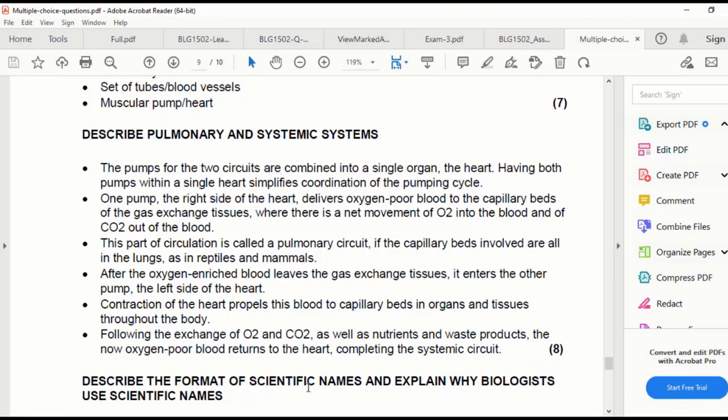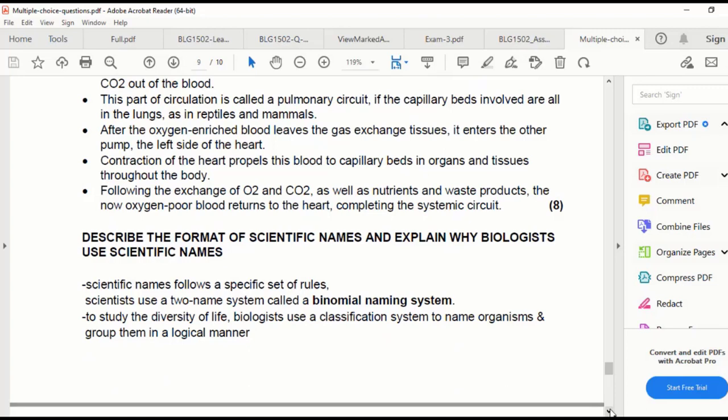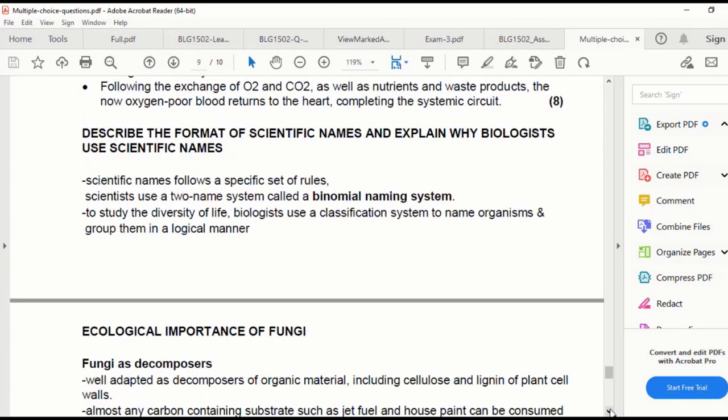Describe the format of scientific names and explain why biologists use scientific names. This was just in an introductory session that we talked about. Explaining why scientific names follow a set of rules: scientists use two sets of names called the binomial naming system, which they use to study the diversity of life, and biologists use the classification system to name organisms and to group them in a logical manner in which they could be able to classify them.